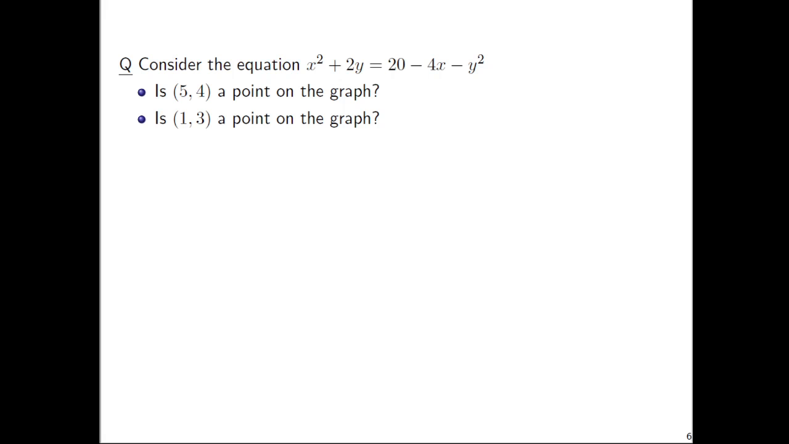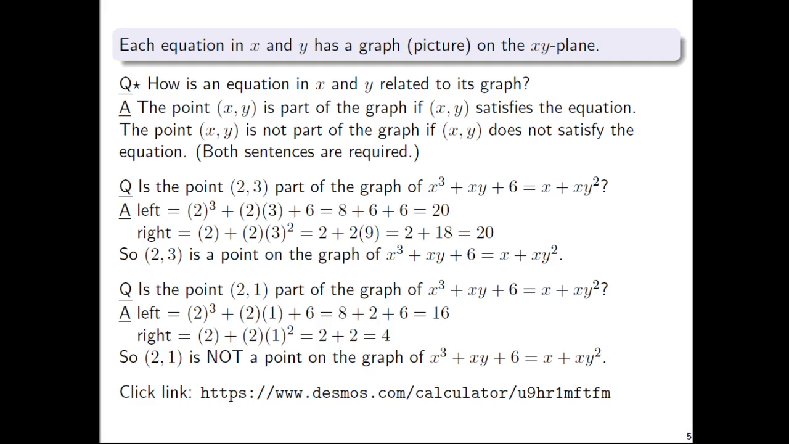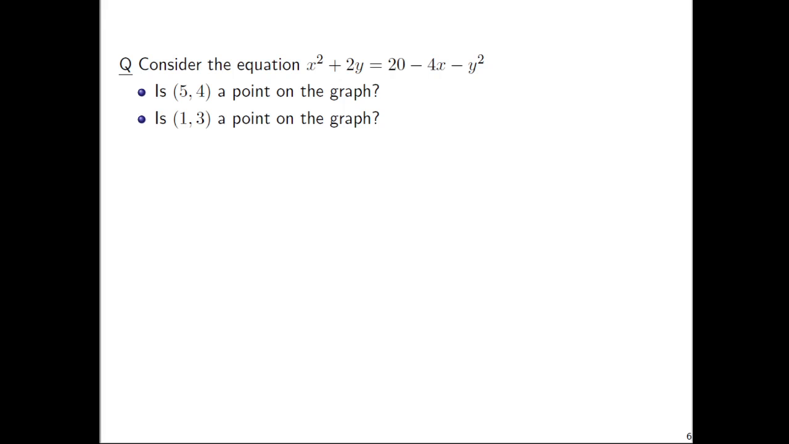We just have verification of this. Okay, for the next question, we're going to consider a new equation in x and y. That equation is x squared plus 2y equals 20 minus 4x minus y squared. Now, is the point 5, 4 a point on the graph? And is 1 comma 3 a point on the graph? I would suggest, to make sure that what we did just on the last slide is as clear as possible, that you would pause and try this on your own first.